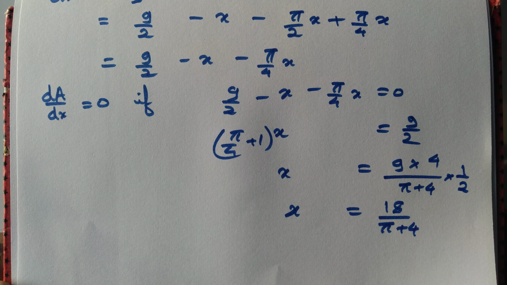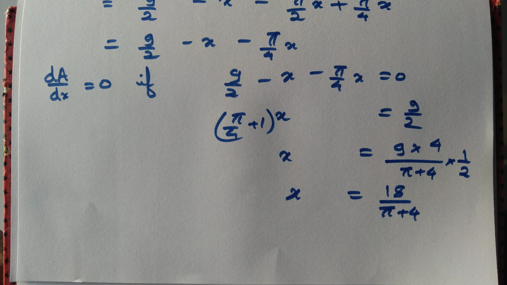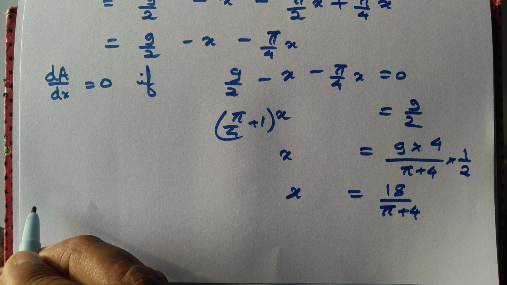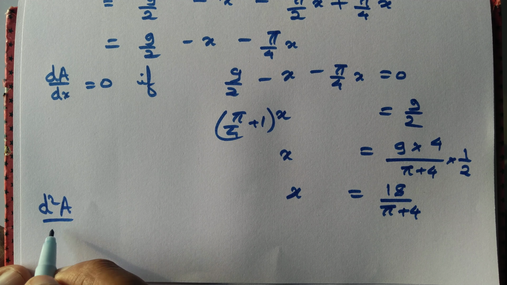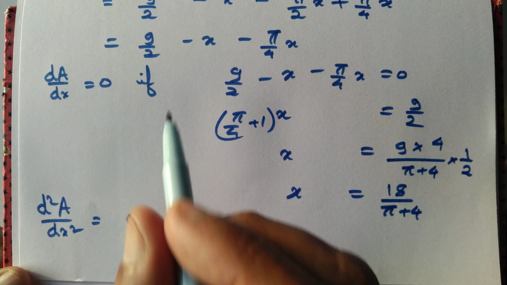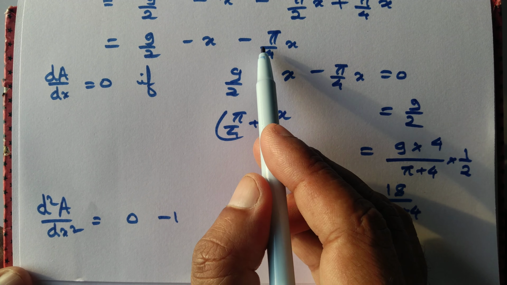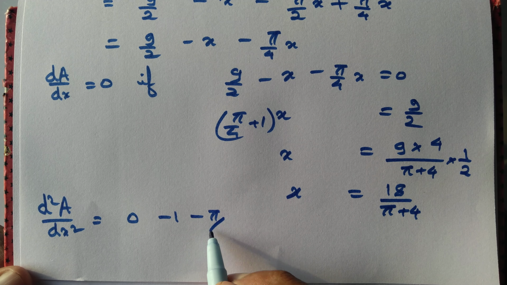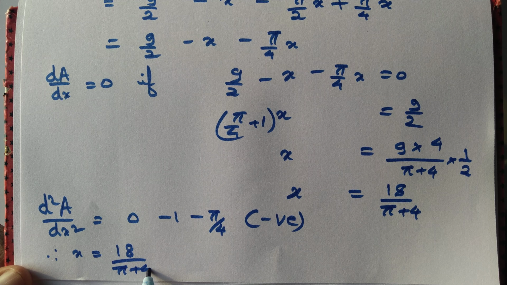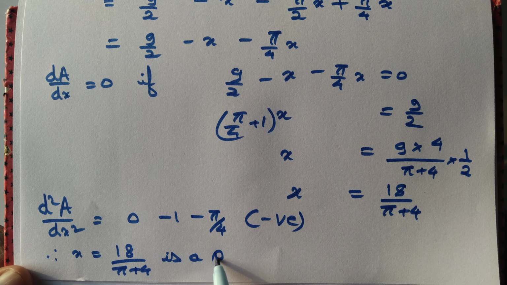As we said, we want to maximize it, so we should compute the double derivative, to know whether x equals 18/(pi + 4) is a point of maxima or a point of minima. d²A/dx²: derivative of 9/2 is 0. Derivative of minus x is minus 1. Derivative of minus (pi/4)x is minus pi/4, which is negative. So we can say that x equals 18/(pi + 4) is a point of maxima.